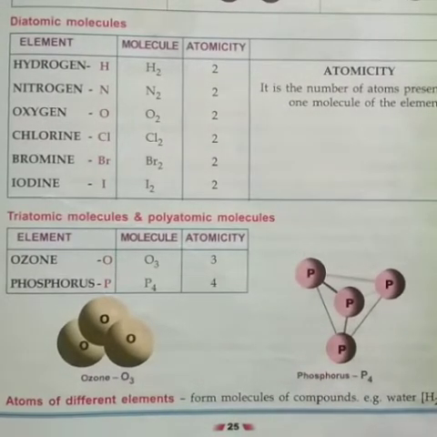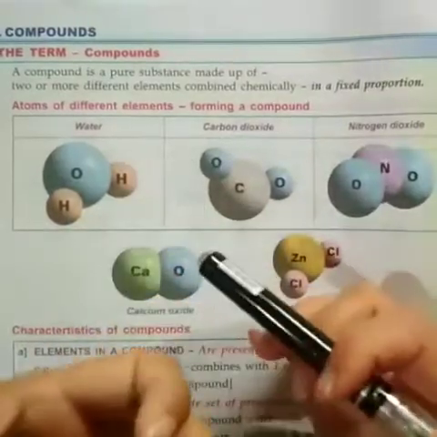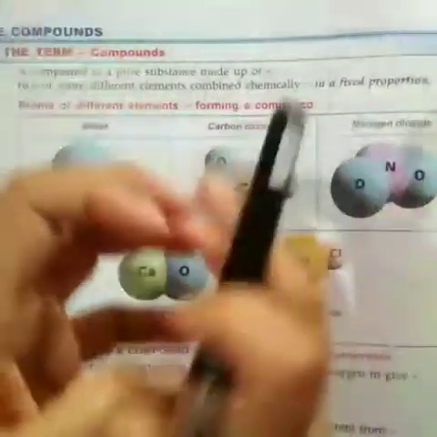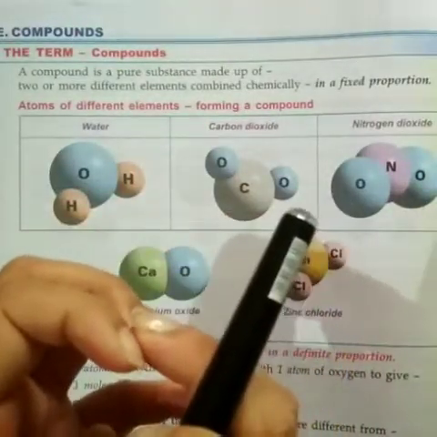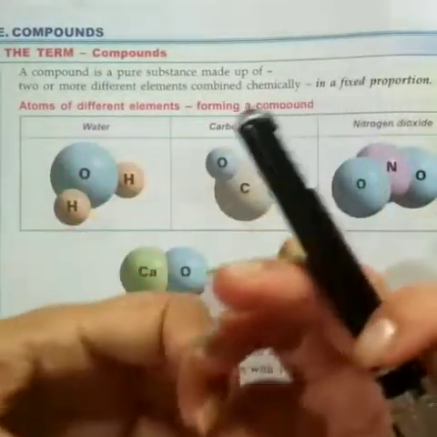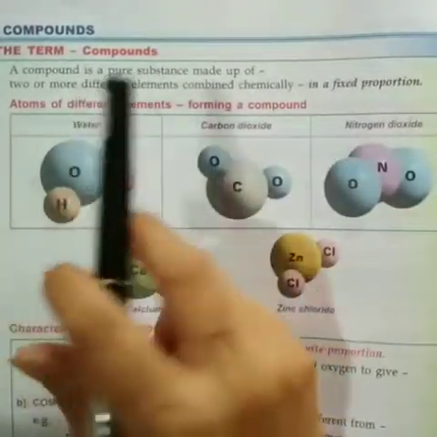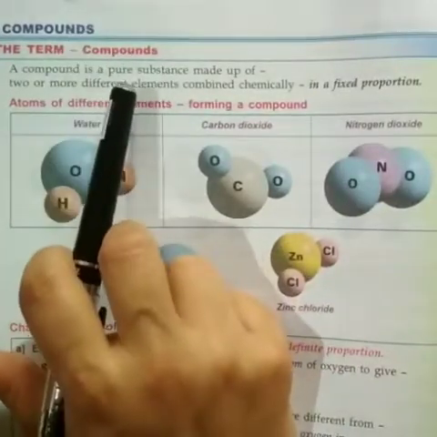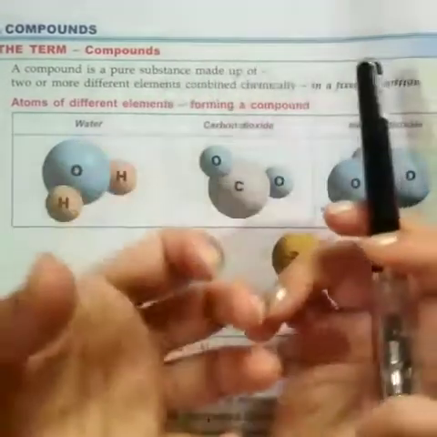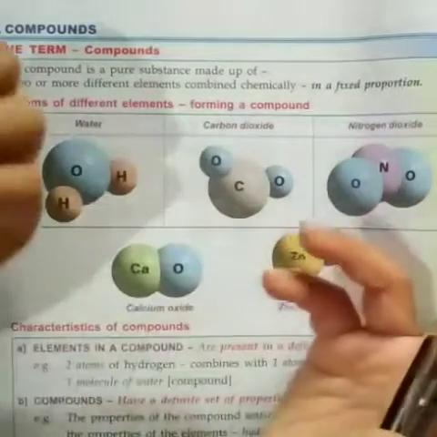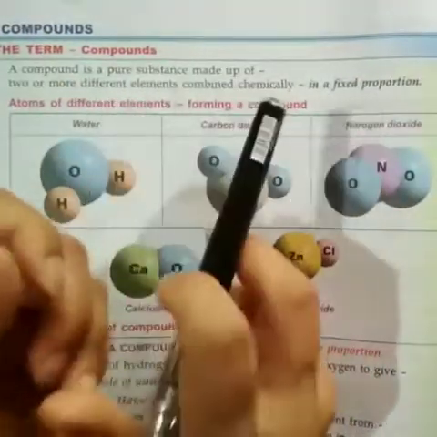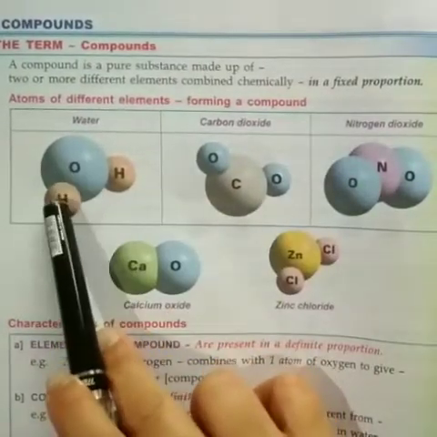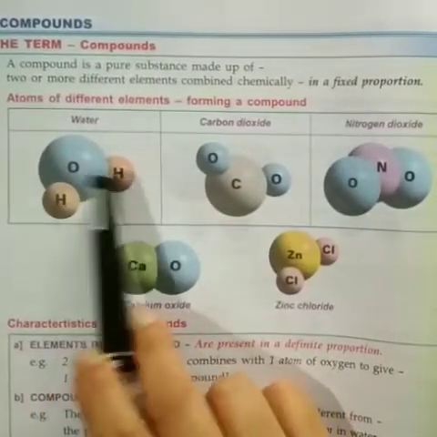Just now I told you that when atoms of different elements combine, they form a molecule of a compound. So H2O is a molecule of a compound. A compound is a pure substance, just like an element. A compound is a pure substance made up of two or more different elements combined chemically in a fixed proportion. Here you can see these are the atoms of different elements.